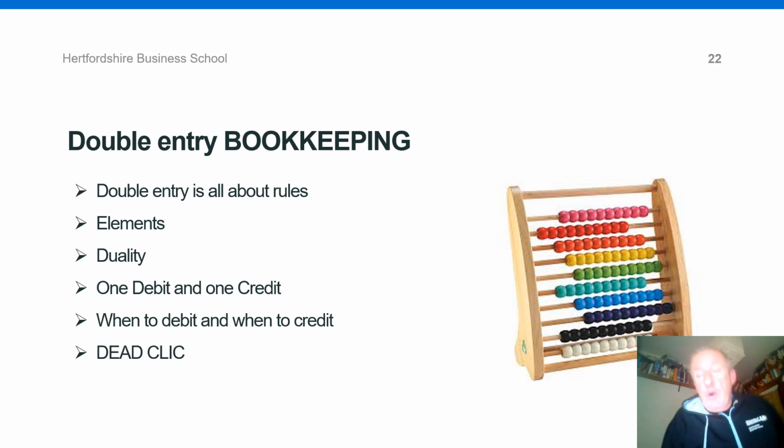So let's recap on double entry bookkeeping. It's rules. There are 5 elements: assets, liabilities, equity. Those 3 elements appear in the statement of financial position. Income and expenses, they appear in the income statement, measure profit. Duality, there are 2 effects. One transaction, 2 effects. One's a debit, one's a credit. And when do we debit and when do we credit? Remember, dead, click, dead, click.